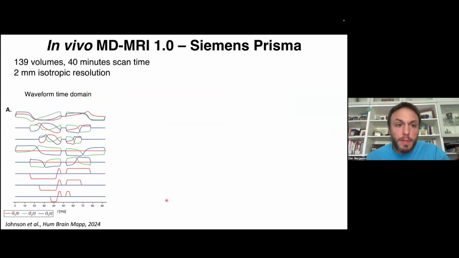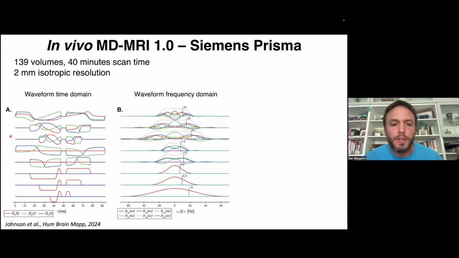And so with the clinical implementation of this, this has already been running for about 4 years. I'm calling it here the 1.0 protocol. It's the Siemens Prisma implementation, 139 volumes, 40-minute scan time, 2 mm isotropic. And I'm showing you here the waveform time domain. So we're using different waveforms in our protocol. And as you can see, some of them are spherical, some of them are planar, and some of them are linear. But we don't have a well-defined diffusion time. So we're looking at the waveform frequency domain, and you can see what our frequency content looks like in this protocol.